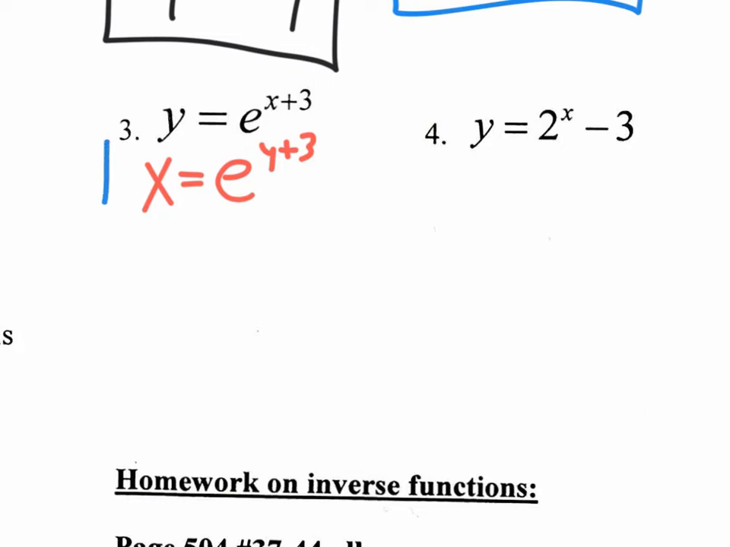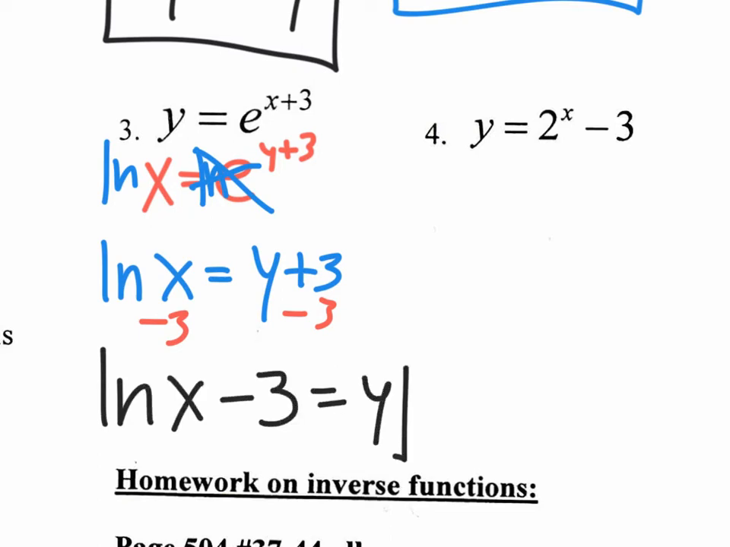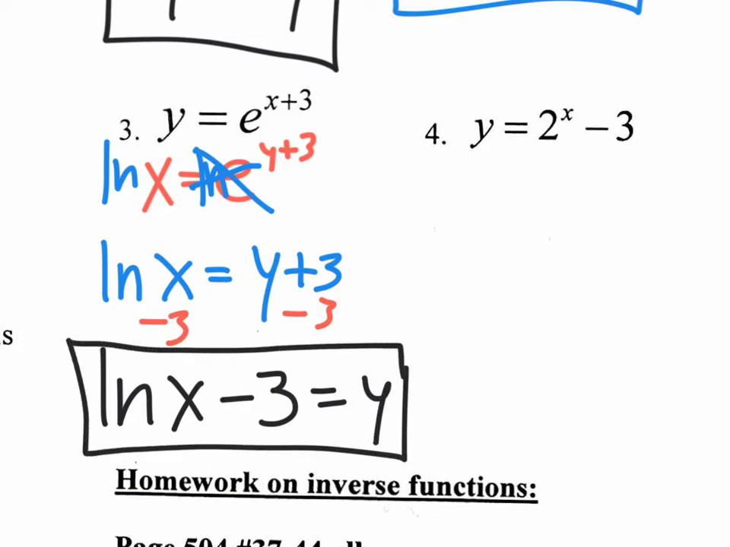So I'm actually going to apply an ln on both sides. ln right there and ln right there. Now ln of x is exactly that, ln of x. But ln of e cancels out completely and the y plus 3 comes down. Now I need to solve for y, so I'm going to subtract 3, subtract 3. So my final answer is ln of x minus 3 equals y. And that's my inverse function.